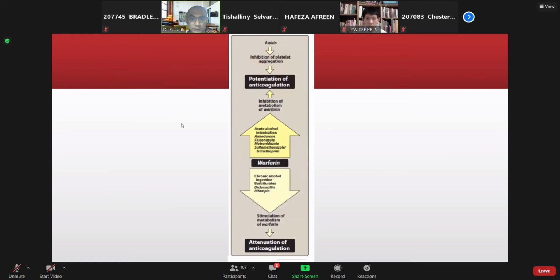This diagram shows you the drugs affecting the anticoagulant effect of warfarin. For example, warfarin will interact with alcohol, amiodarone, miconazole, and metronidazole. So these are the drugs that can interact with warfarin.